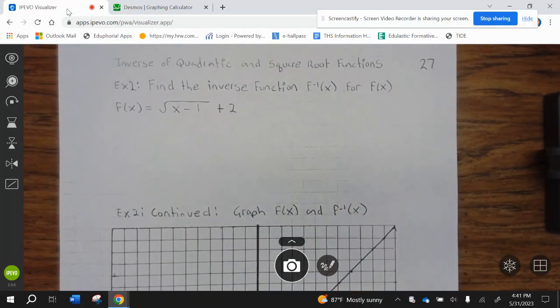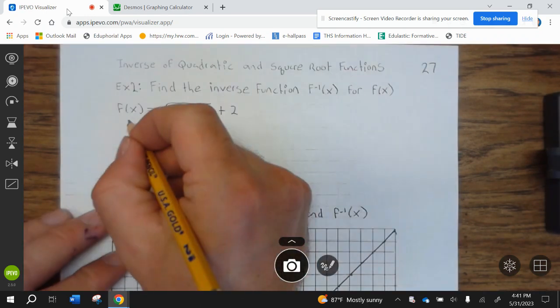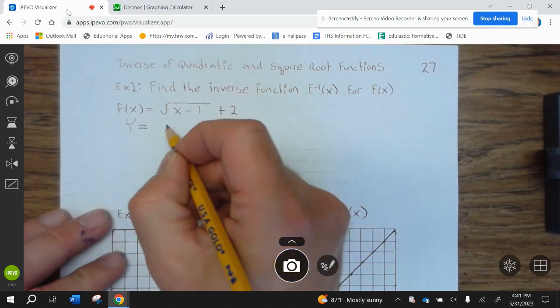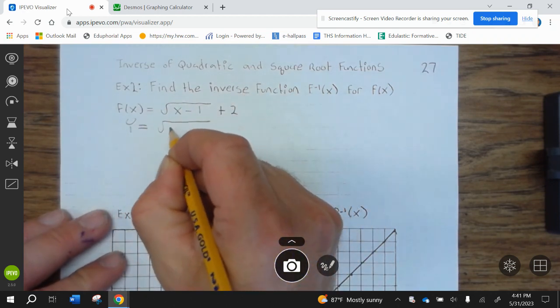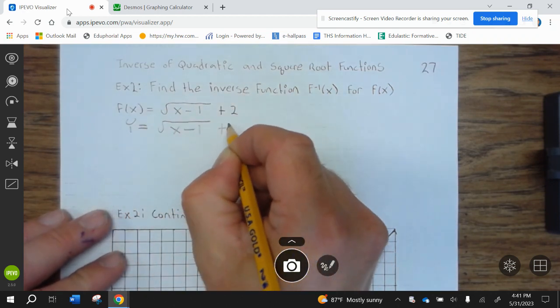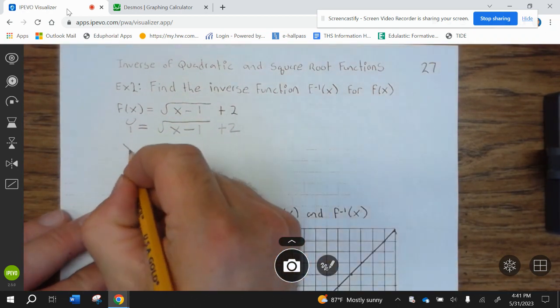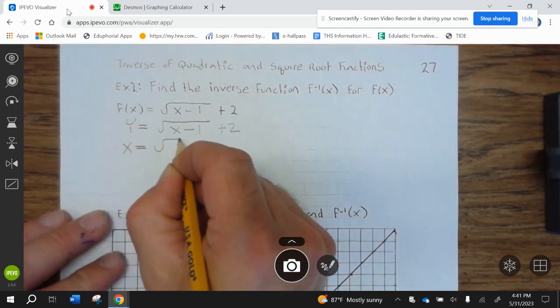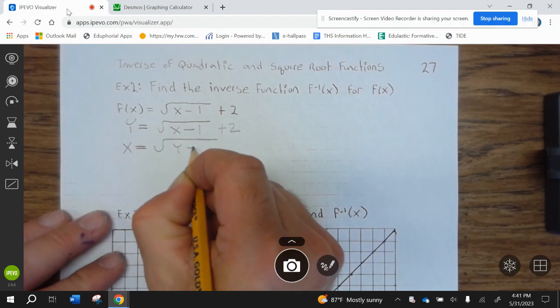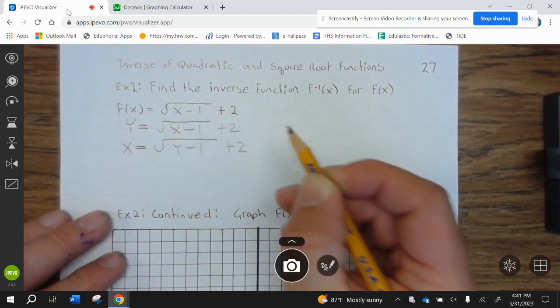All right, let's go and take a look at example 2. So to find the inverse, first you change f of x to y. And then you switch x and y. So x equals the square root of y minus 1 plus 2.